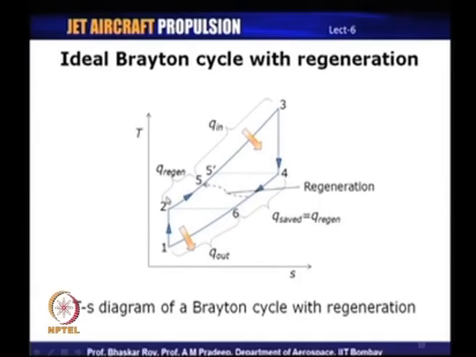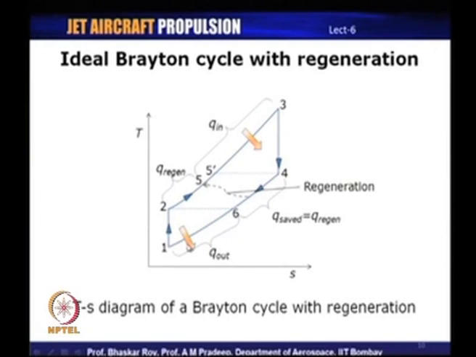Now, we know that heat addition takes place during process 2-3, which means that the amount of heat that would have to be added, that is Q in, should be between states 2 and 3. Similarly, heat rejected for a simple ideal Brayton cycle would be between states 4 and 1.